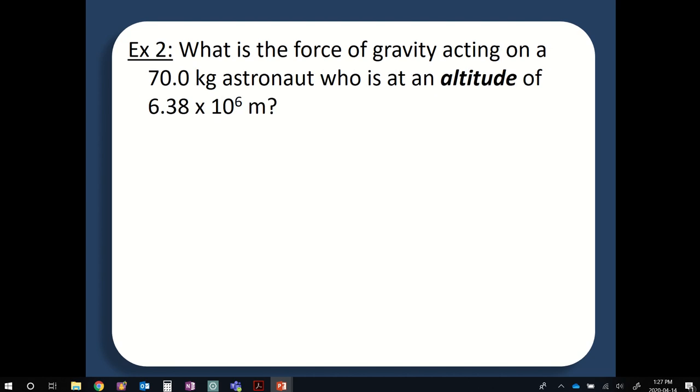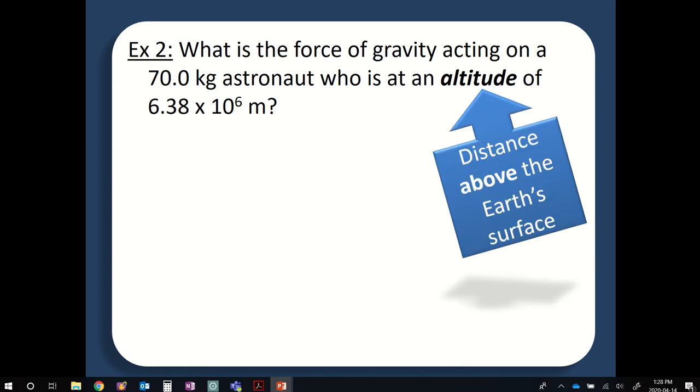Now in this case, we have the same astronaut, but the person is at an altitude of 6.38 times 10 to the 6 meters, which is again the radius of the Earth. So the altitude here means that the distance is above the surface of the Earth. If you look at the diagram for this case, this is going to be twice the distance away. So twice the radius. This would be your r, and this would be another r because the values are exactly the same. So overall, we're going to get a distance of 2r here.